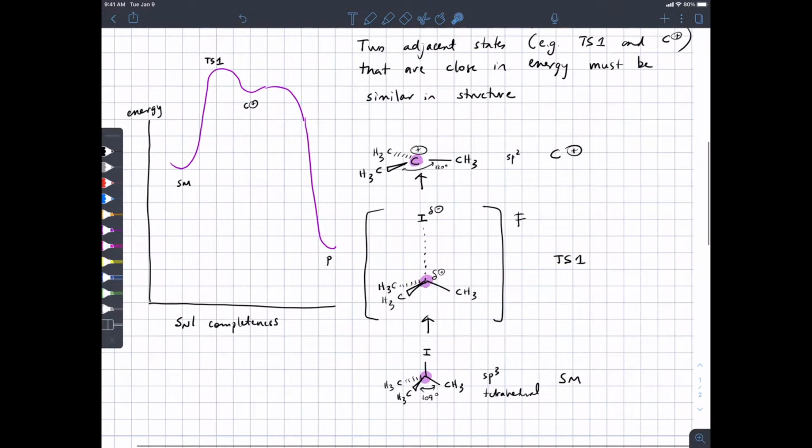In the noon lecture, some folks were asking, why is it that the transition state is higher in energy than the carbocation when the transition state at least still has the iodide nearby and there's not a full positive charge on the carbon?